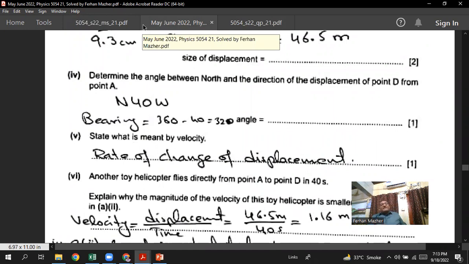And if I answer in terms of bearing, it will be 360 minus 40, that will be 320° bearing. Both are the right answers, sir.